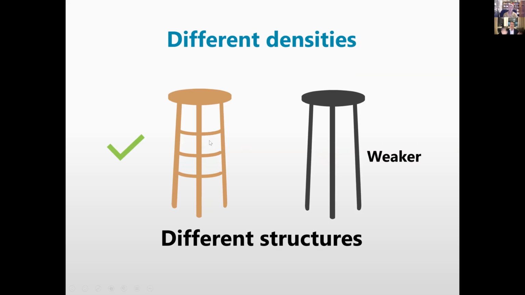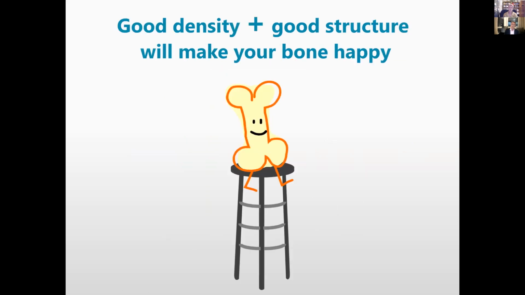with this small arch between the legs of the stool to some extent. So different density, but different structure. Beside the fact that the density of the wood is lower than the metal, the wood one with the structure here will be much stronger than the one in metal. So in other words, you need to have a good density and a good structure that will make your bone happy. Because if you have a good density but a bad structure, then your risk that the stool will fracture, will collapse, will be the same as if you have the opposite, a very good structure and very weak density.